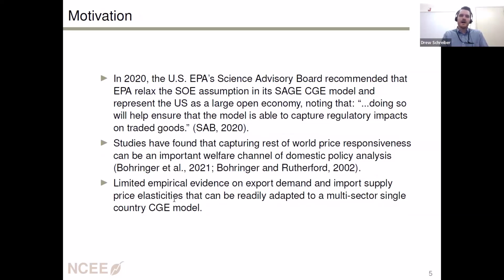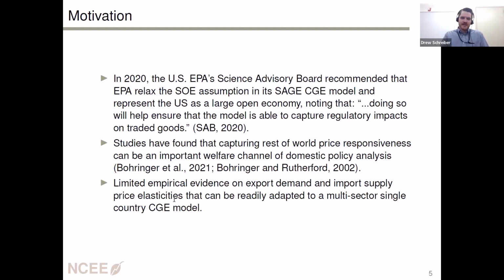In 2020, the model was peer reviewed by our Science Advisory Board. And there was a recommendation made that at the time, the SAGE model was a small open economy, and there was a recommendation to translate that to a large open economy. And in the report, they said doing so would help ensure the model is able to capture regulatory impacts on traded goods. So we took this on and surveyed the literature to see what was out there.